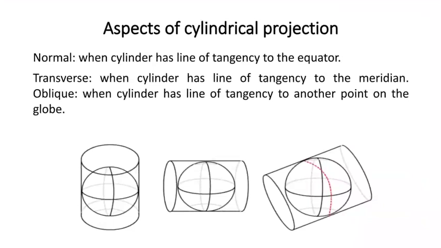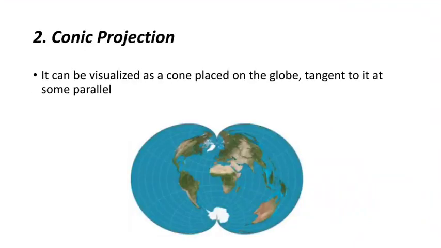So if you place the cylinder wrapping the earth or the globe in such a way that any line other than the equator and the meridian is tangential, and you get the projection that way, that is called oblique projection. So we are discussing the different types of development surface used. In that, first we have discussed cylindrical projection.